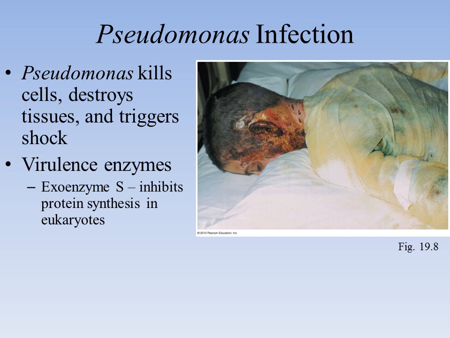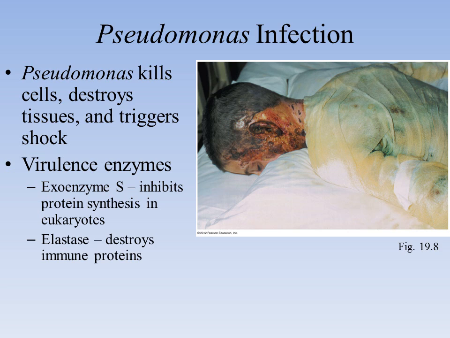So the virulence enzymes that Pseudomonas uses, one is exoenzyme S. And exoenzyme S is an enzyme that inhibits protein synthesis in eukaryotes. So basically it's going to prevent our eukaryotic cells from producing proteins. You prevent protein production, you're going to result in death of the cell. So that's how it kills our cells. One of the ways it can kill our cells is through this exoenzyme S.